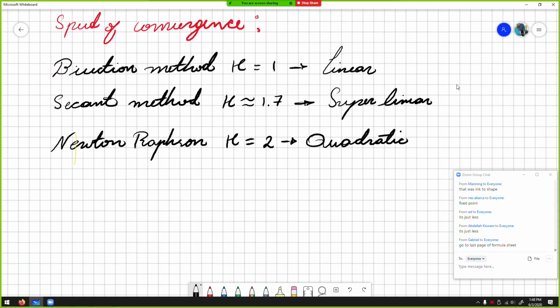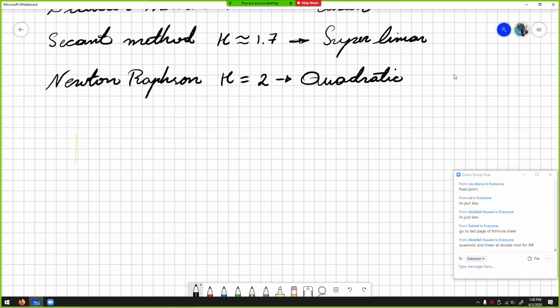We don't explore any method as of now that has to do with exponential convergence or anything like that. Quadratic and linear are the ones, and double root for.